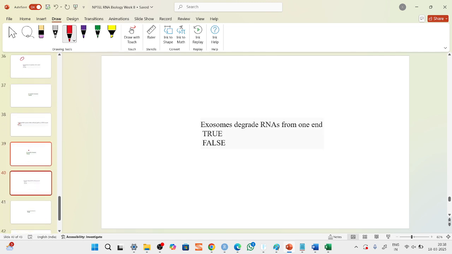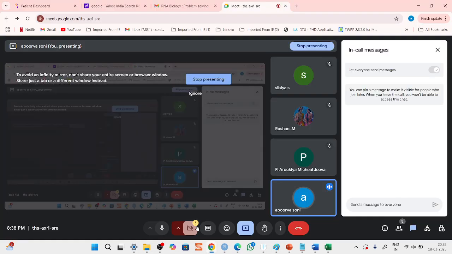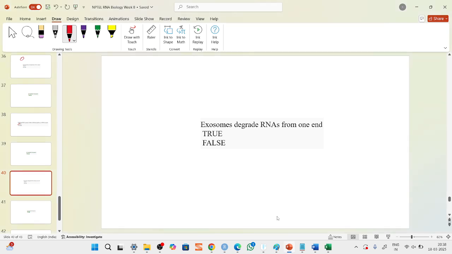Then second is exosomes degrade RNA from one end. True or false? I'm giving you 2 minutes to think of this question. Exosomes degrade the RNA from one end. This you should at least answer. This we have discussed so much in detail, no? Right now we are discussing exosomes only, nothing else. Exosomes degrade RNA from one end. True or false?